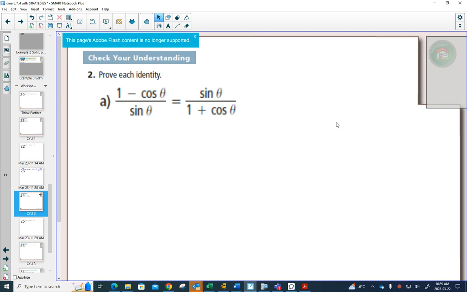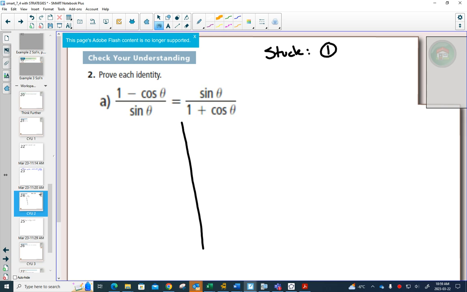You go, okay, I'll change everything to sine and cos, and you look at it, it's already in sine and cos. So you're like, okay, well, I'll make both sides a single fraction. And you look at it, and this is already a single fraction, and this is already a single fraction. So we are technically, for all of our main strategies, all the work's already done, and we're not even close to proving. So we are stuck. And when you get stuck, there are two main strategies that are going to help you get unstuck.